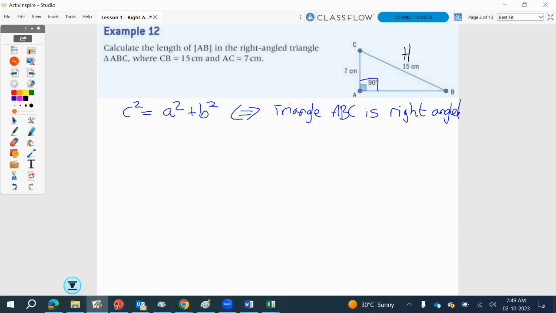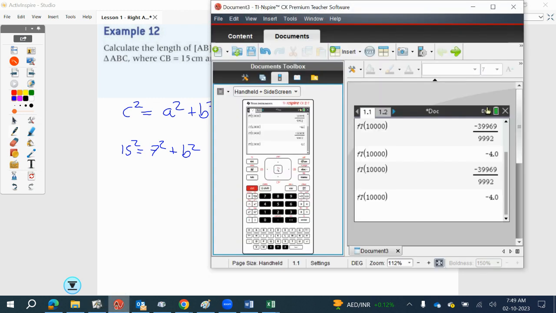So what we can do for this one is the hypotenuse is always your c, so we put in 15 squared is equal to 7 squared plus b squared, and this is the length we're asked to find on this one. We can N-solve this on the calculator. Let me do an N-solve of this one.